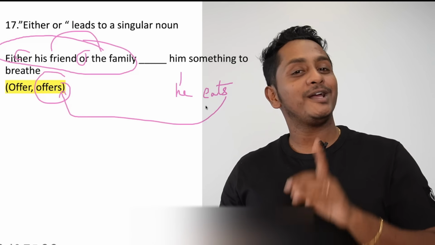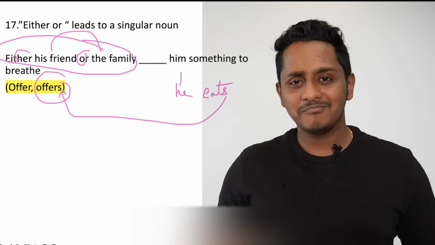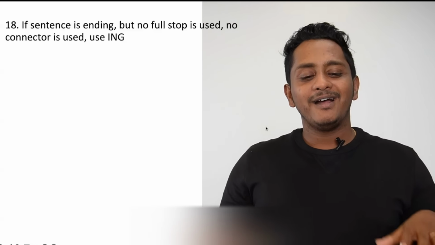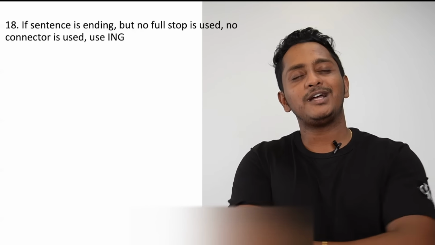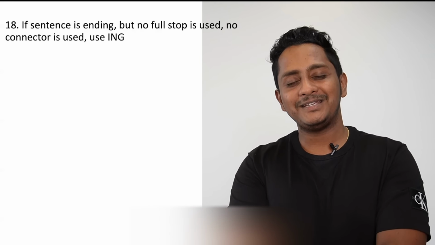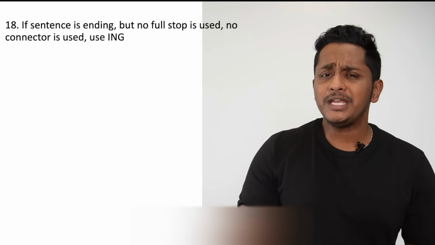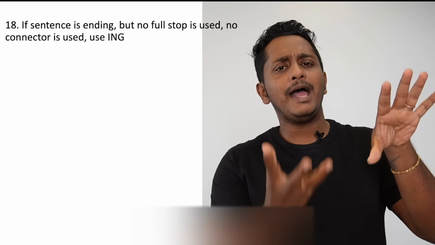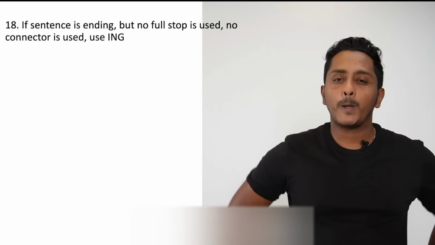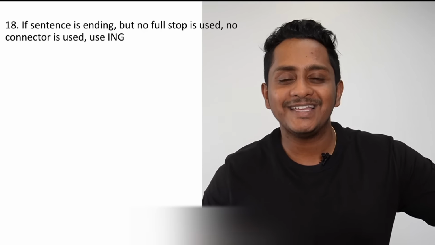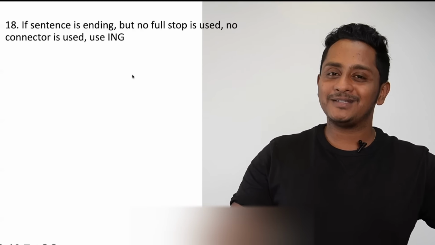Remember rule number 2 or 3. I told you this is the guy. If you want to score more, remember him, because everywhere this guy appears. If a sentence is ending, what should you be putting? Full stop. My name is Nakul. I teach PTE. Full stop. But if they don't put a full stop, okay, no issues, I put a connector. My name is Nakul and I live in India. No, if they don't want to put a connector also, then use ing. This is the rule. Remember, a lot of blanks will be based on this.